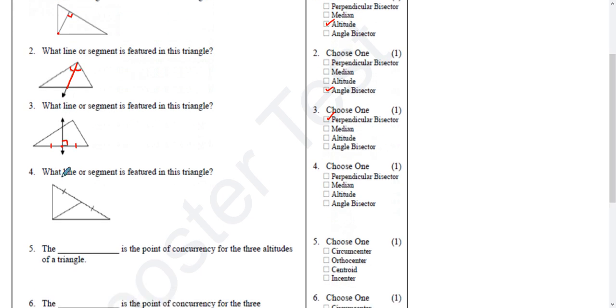Number 4, what line or segment is featured in this triangle? Notice all we have is that it goes to a vertex and it's at a midpoint. This one went to a midpoint, but it did not go to a vertex. This one goes to a vertex. This is what is called a median.